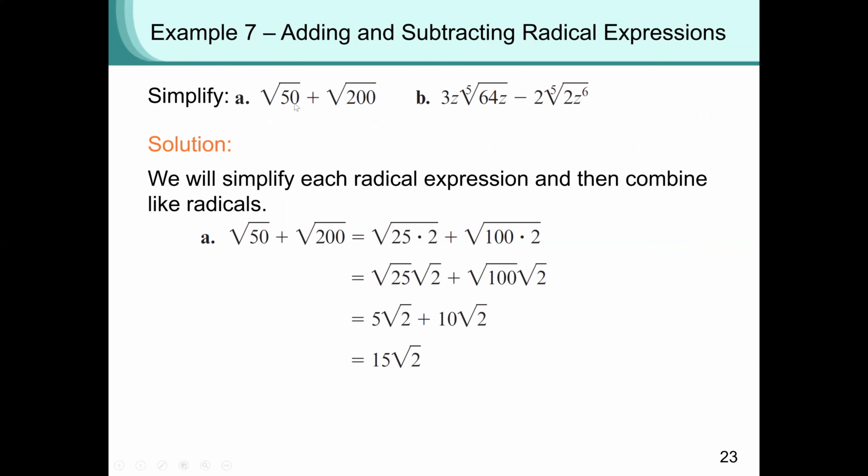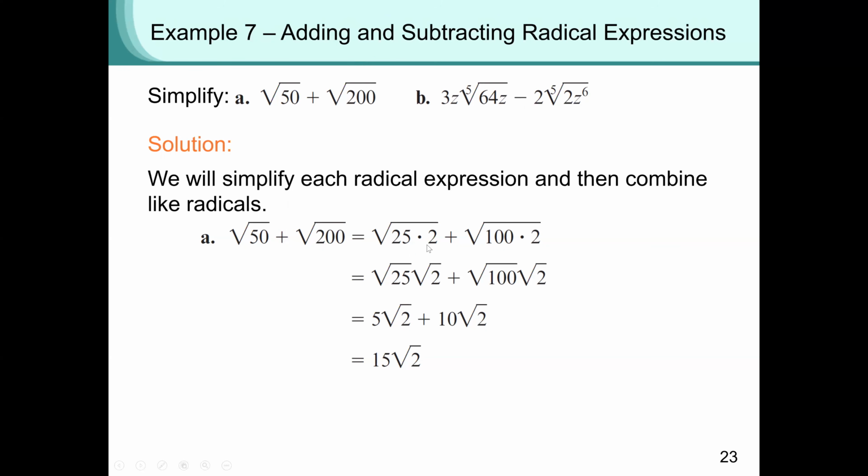Here we cannot add root 50 plus root 200. They are different. So what we can come up with is to break them down to see if we can get a common unit. And I can see that 2 is a common unit because 2 times 25 is 50, and 2 times 100 is 200. And I know the root of 25 will give me 5, and the root of 100 will give me 10. So that's how we solve it here.